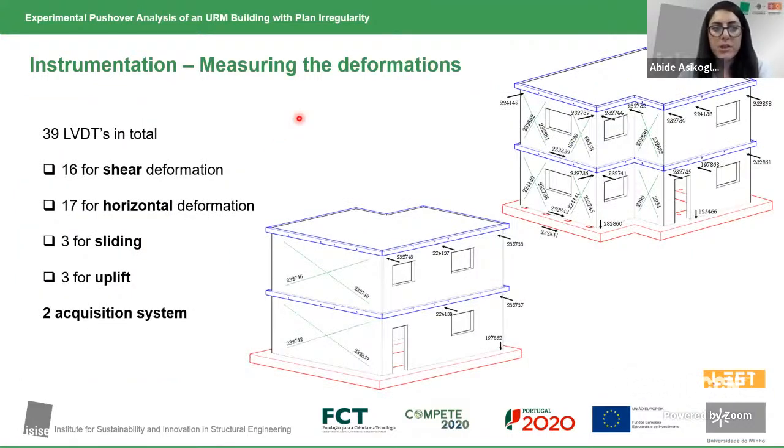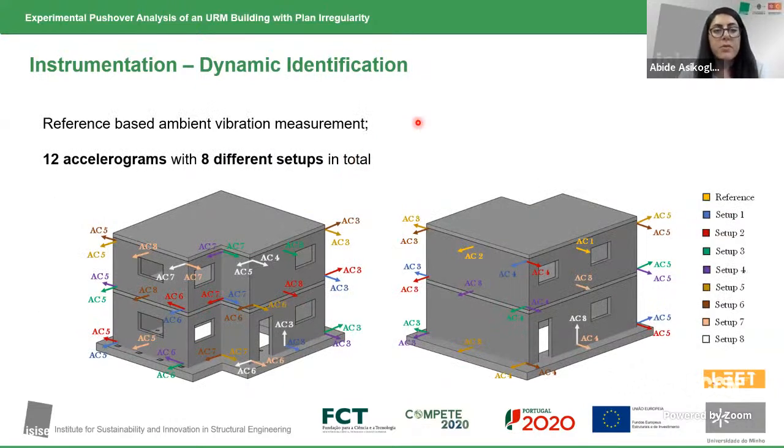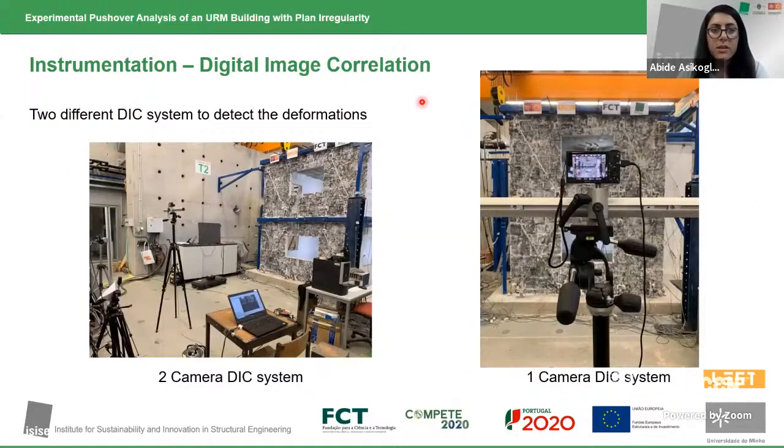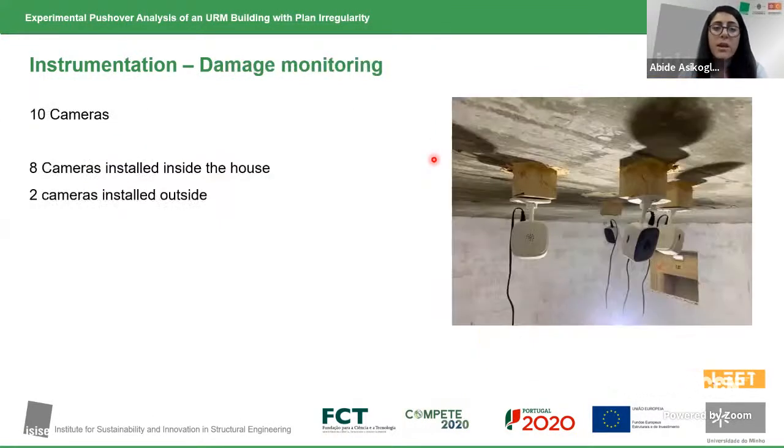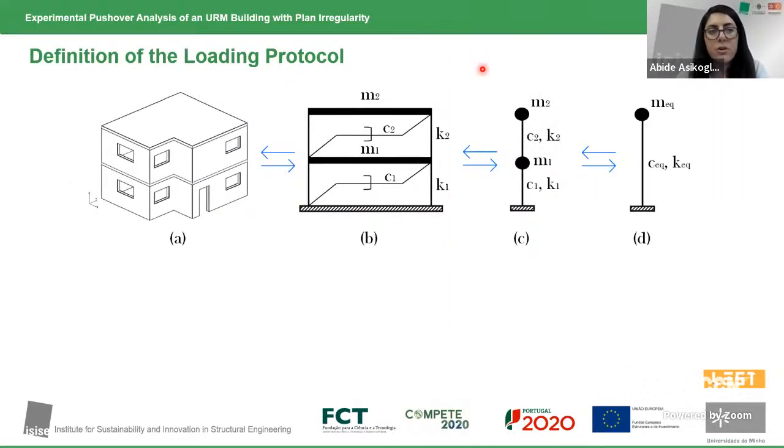We have other types of instrumentation. For instance, we have LVDTs to measure the deformations for different mechanisms such as shear, horizontal sliding, and uplift. We also performed ambient vibration measurements in order to identify the dynamic properties, and we used 12 accelerometers with 8 different test setups. Digital image correlation was also performed with 2 different DIC systems to detect the deformations. Additionally, since it is a building scale, we also installed 8 cameras inside the house to monitor the damage and 2 outside.